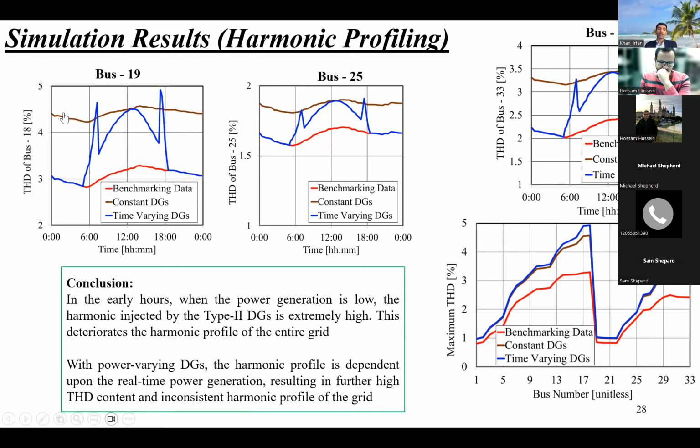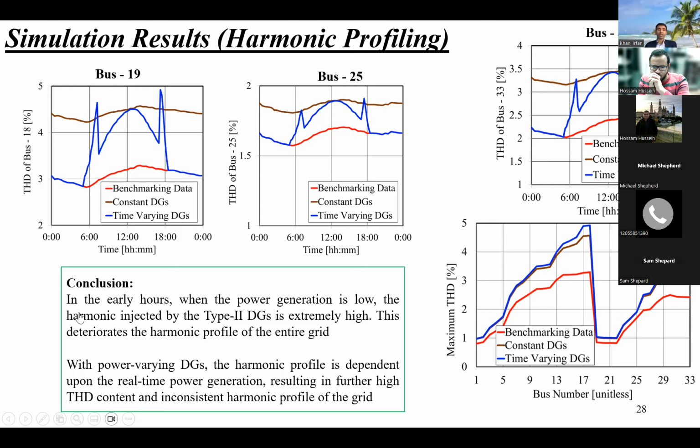If we have a constant power DG, then we can better design a filtering system for our system. Otherwise, if we have a variable power supply, then we cannot decide at what time how many filters should be included in the system. So all these profiles are the same, but the variable power supply has a different THD profile.